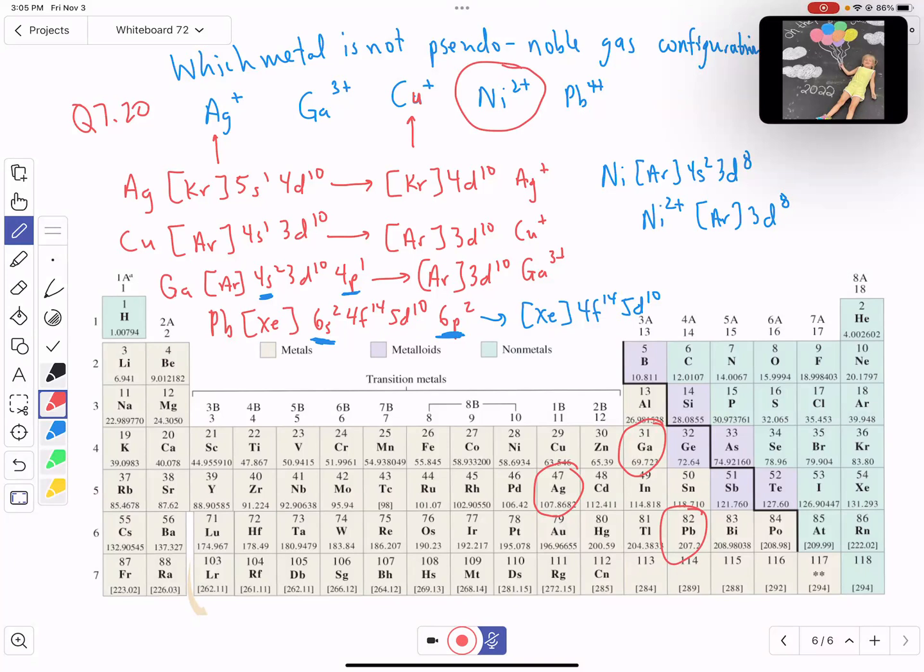Everything else does, because once we lose our valence electrons, what we have left is a full d orbital, or full f and d orbital in the case of lead. And when those orbitals are full, we think of them as core electrons, right? So everything that's left is basically full. That's why we call it a pseudo-noble gas: those d electrons aren't in a noble gas configuration, but once we fill those orbitals, we think of them as part of the core electrons.